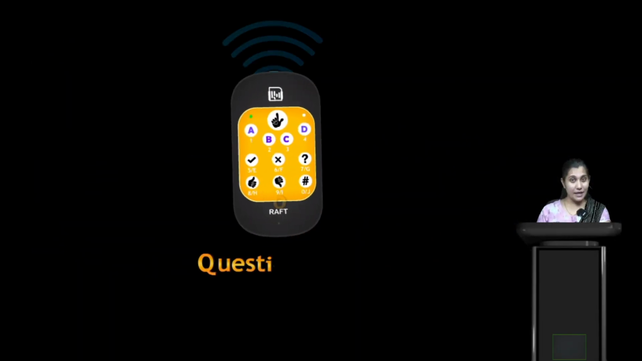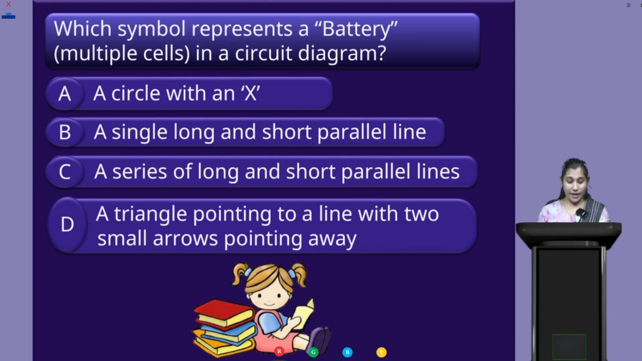So children, now it's your question time. Let's see what question you have. Which symbol represents a battery, multiple cells, in a circuit diagram? Option A, a circle with an X. Option B, a single long and short parallel line. Option C, a series of long and short parallel lines. And option D, a triangle pointing to a line with two small arrows pointing away.